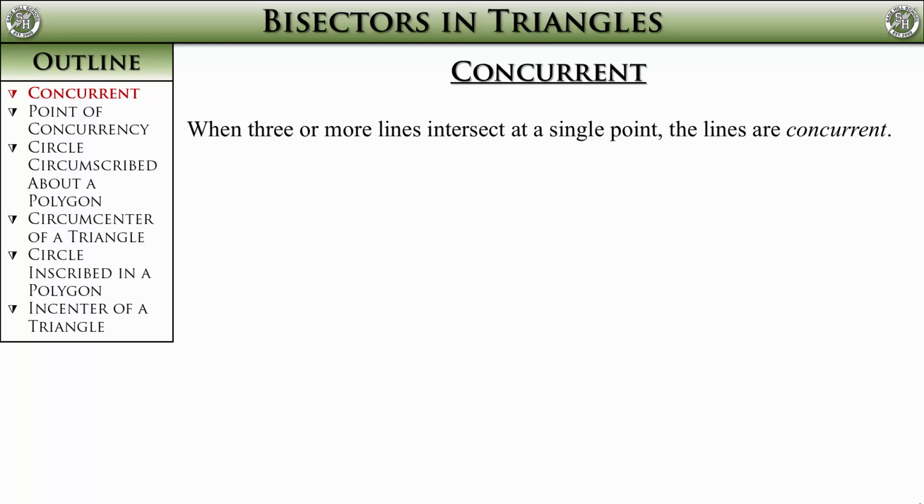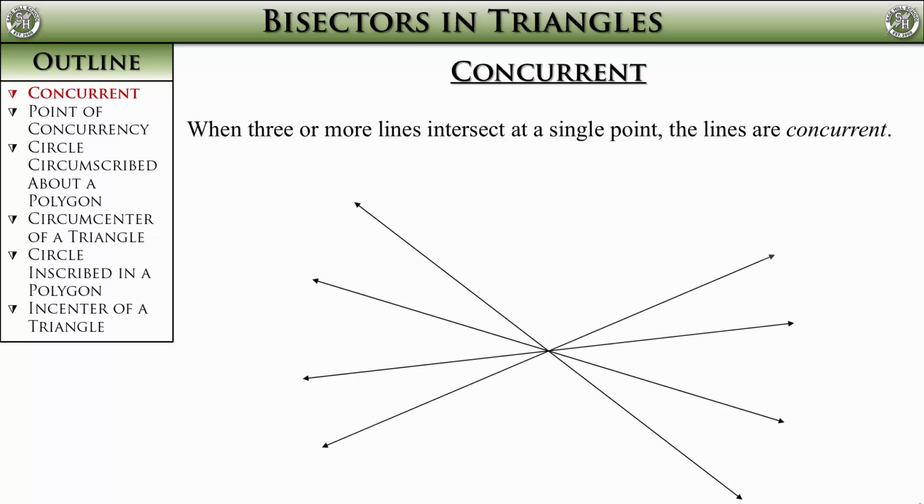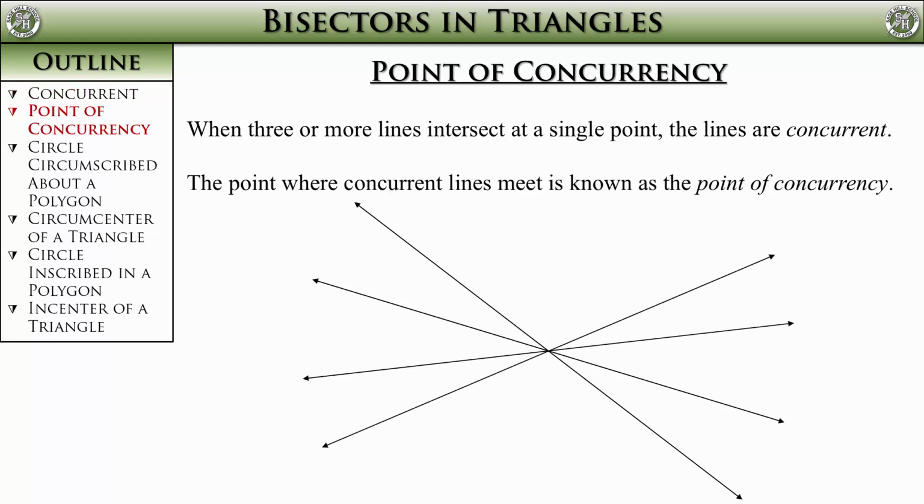When three or more lines intersect at a single point, those lines are said to be concurrent. It looks like these lines here. Pretty simple, right? Lots of lines, they all meet at a single point. The point where the concurrent lines meet is known as the point of concurrency. That's this point here. Again, not too bad, right?